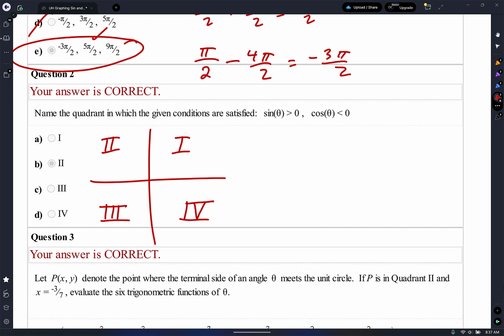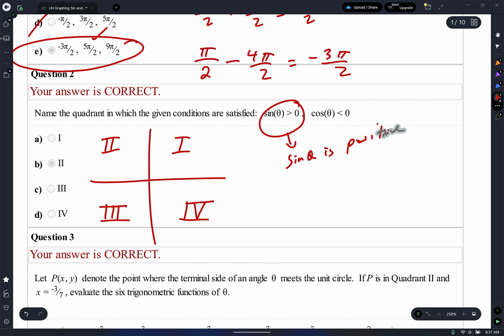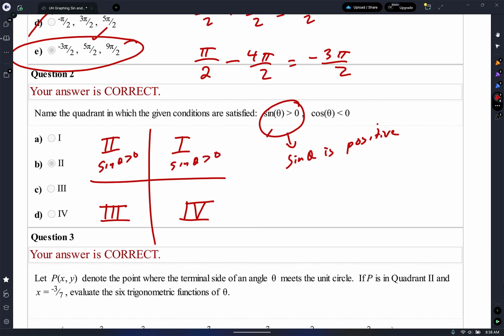All right? This means where is sine theta positive? Remember that sine is the same thing as what? Y. Perfect. Let me rewrite the positive word here. I don't like the way it came out. Positive. All right, so I want to know where y is positive. Well, y is positive in quadrant 1 and in quadrant 2.